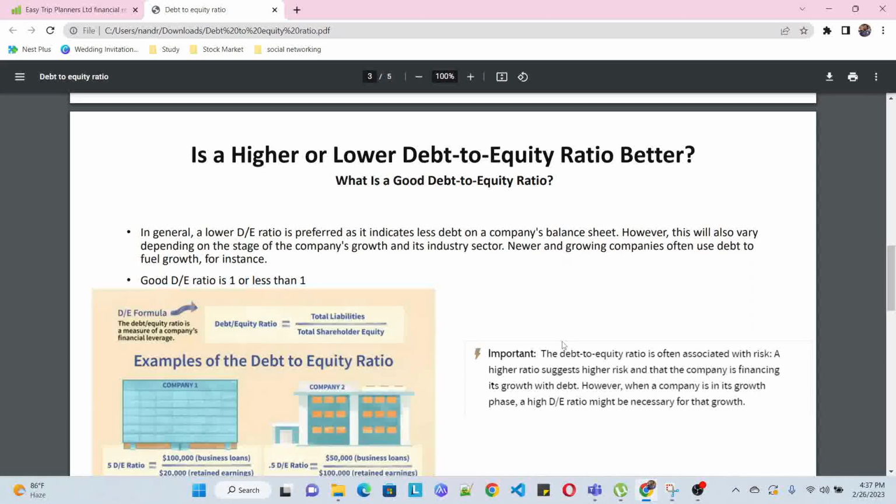In general, a lower DE ratio is preferred as it indicates less debt on a company's balance sheet. However, this will also vary depending on the stage of the company's growth and its industry sector. Newer, growing companies often use debt to fuel growth, for instance. A good DE ratio is 1 or less than 1.